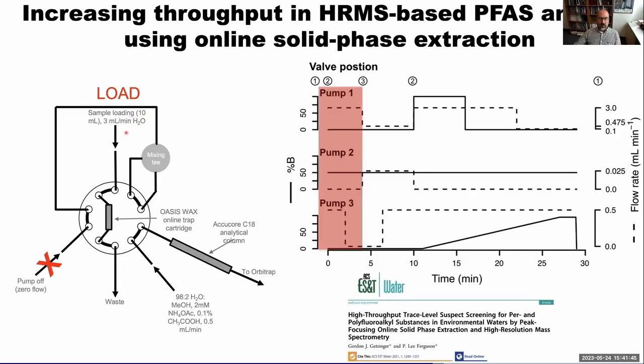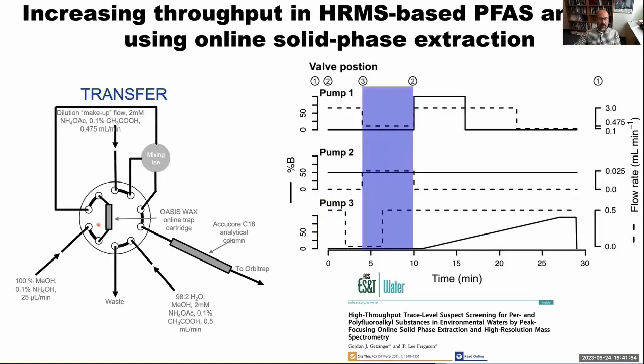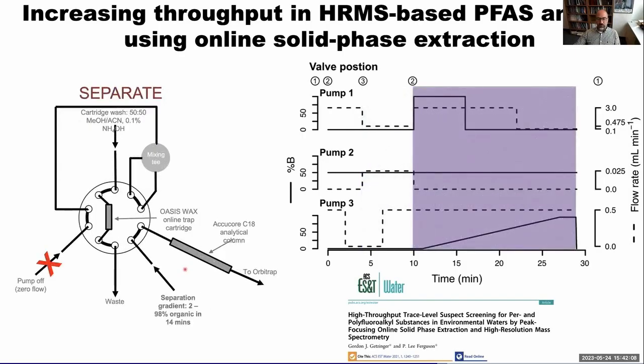So here we're loading 10 milliliters of a water sample onto a solid phase extraction cartridge automatically using some pumps and valves. We then vac elute that extract onto our analytical column using some clever plumbing here to mix out the organic solvent. And then we switch and do a traditional LC separation on our C18 column. All of this is automated and done using the software.